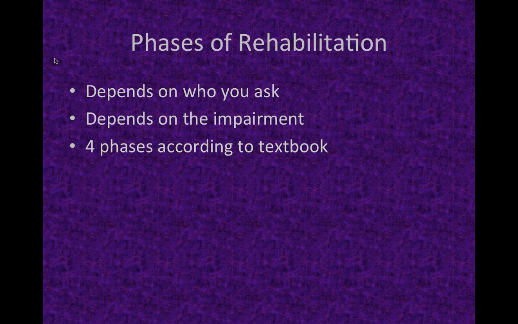So we're going to use this sort of rehab progression pyramid to frame the rest of the class. If you talk about phases of rehabilitation, it's kind of going to depend on who you ask and what the person's impairment is. Your textbook uses 4 phases. The first being the acute phase. So if you're looking at acute injury, then we're talking about controlling pain and inflammation.